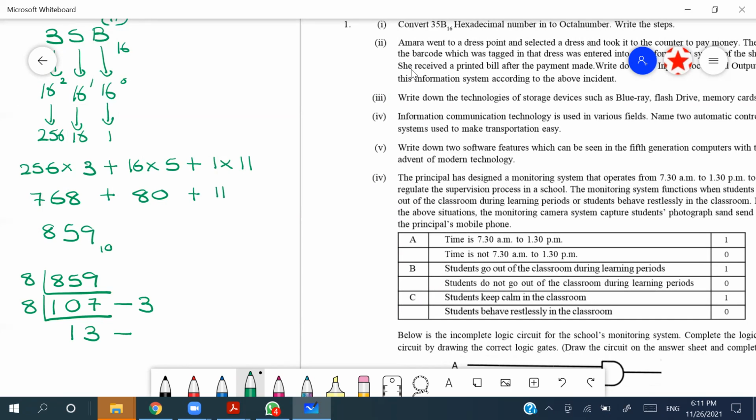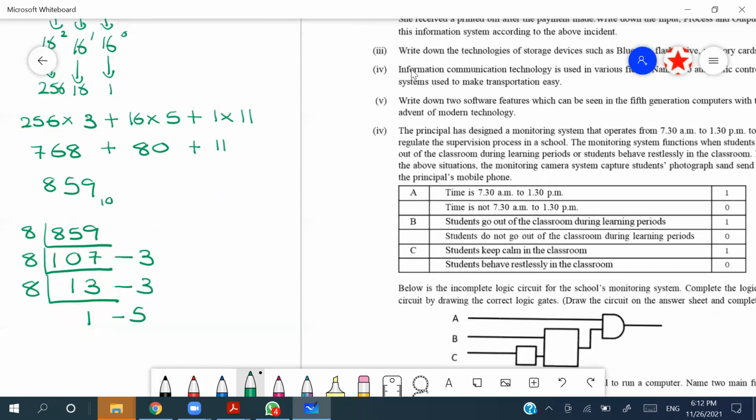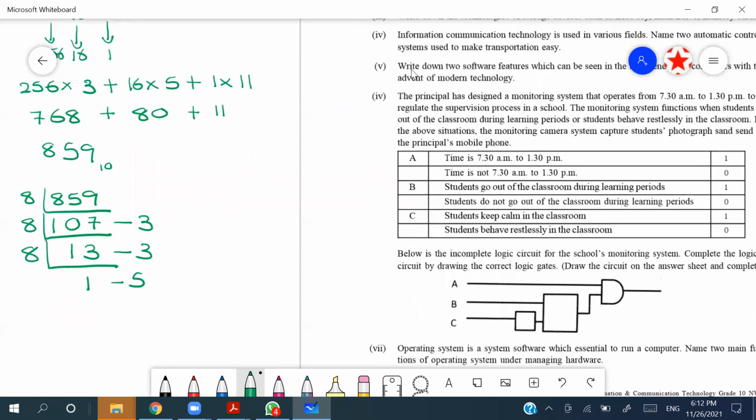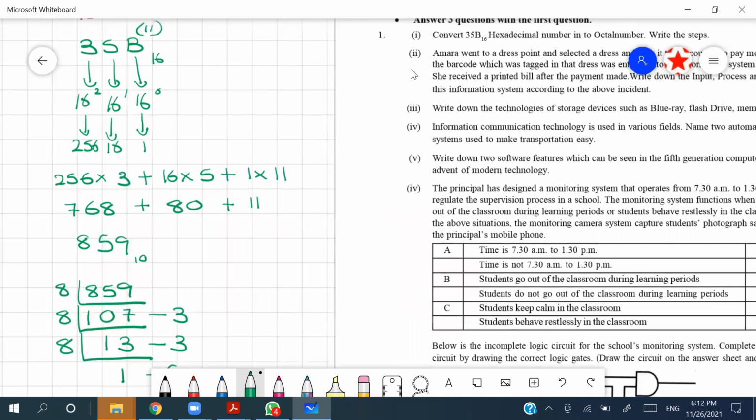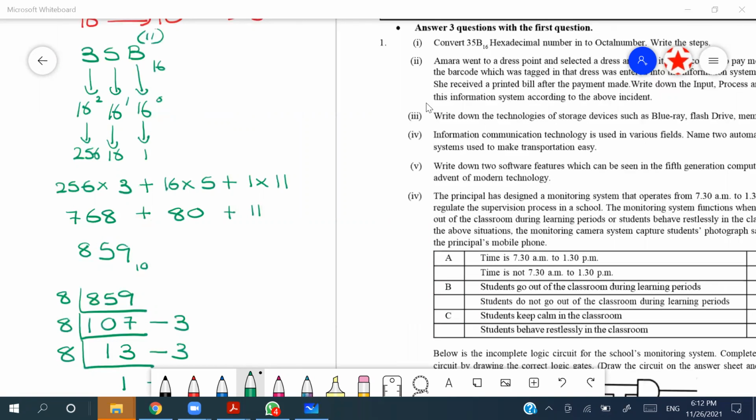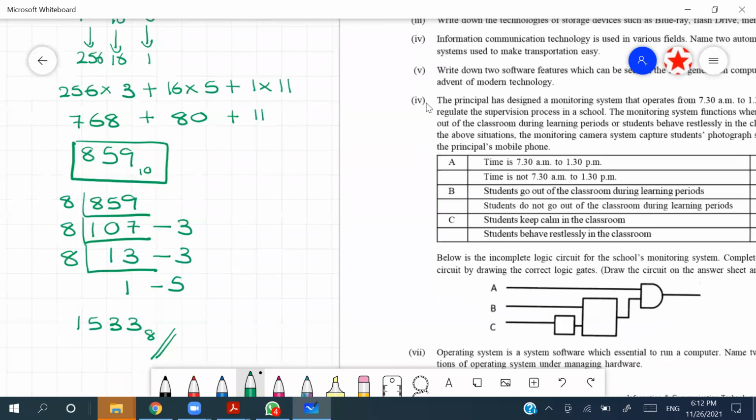Then you are getting 107, 107 divided by 8, so 1 and 3, again 3 is remaining, and if you divide by 8, it is 1, and 5 is remaining, right? So the answer is going to be 1533 in octal. Right, so this is one way of doing that, converting hexadecimal into a decimal first, then that decimal to the octal, right?